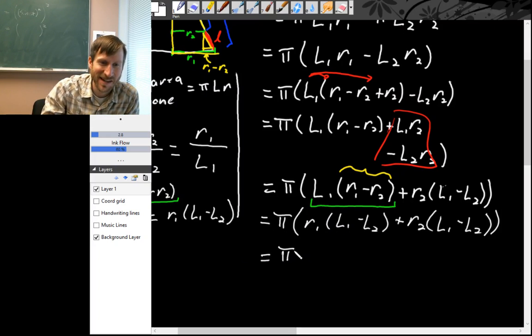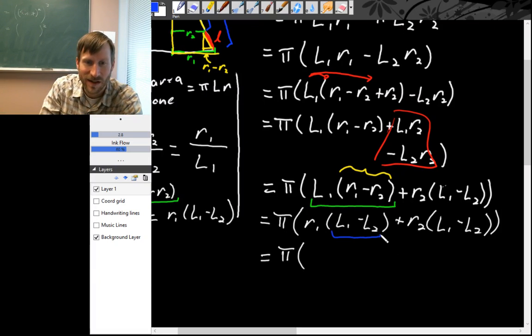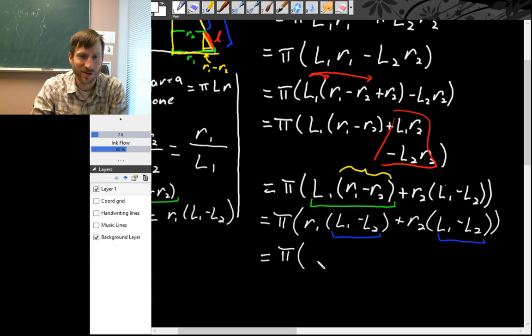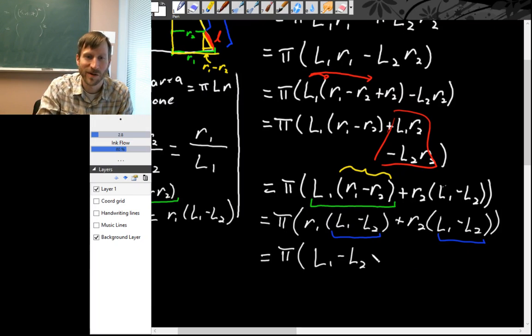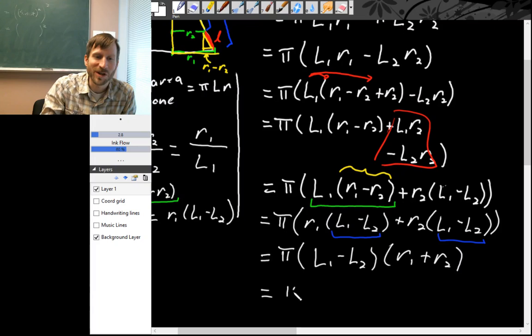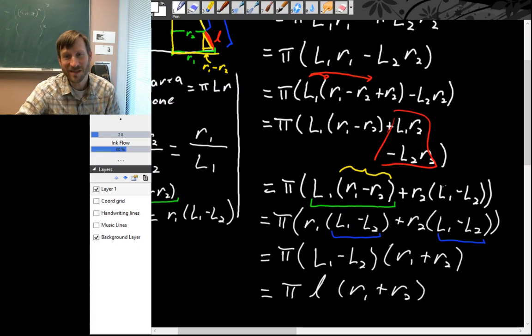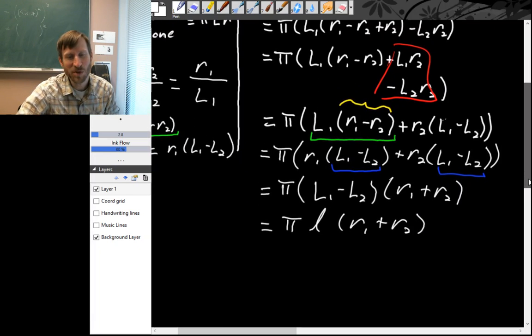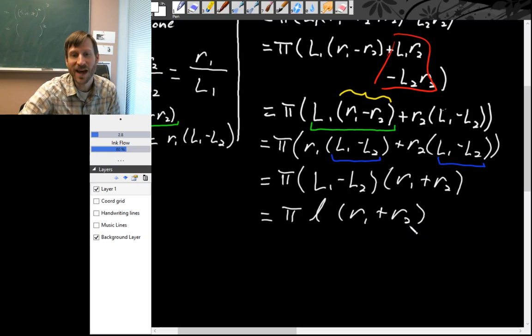This pi times, now if you look here, we can factor out this L1 minus L2. So L1 minus L2 times, the stuff that's left over is R1 plus R2. And remember, L1 minus L2, we called that little l. So little l times R1 plus R2. This seems pretty good because this expression for the area of that band only has the dimensions of the band in it, the two radii and also the slanted side length of the band.